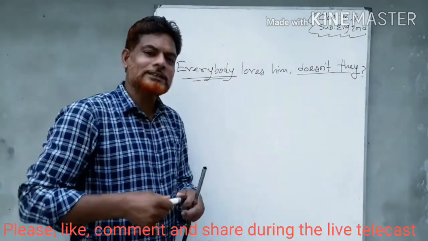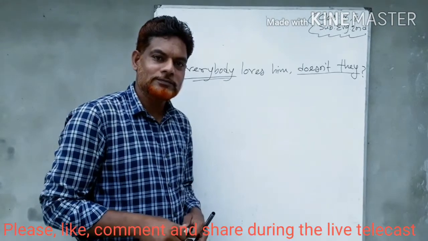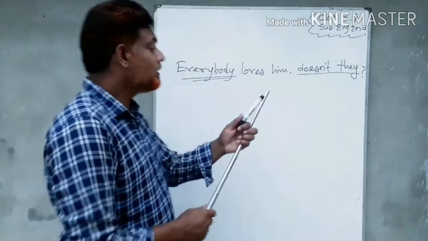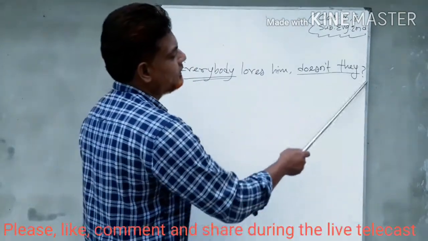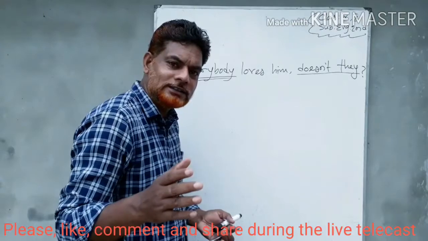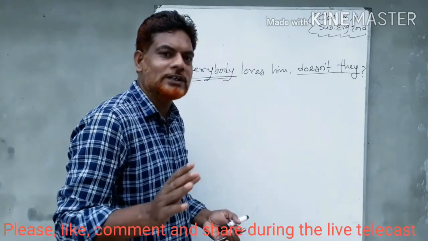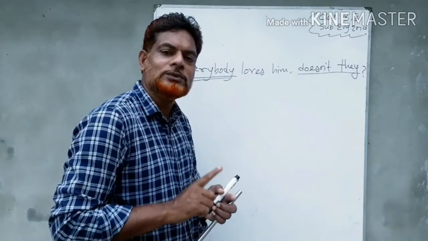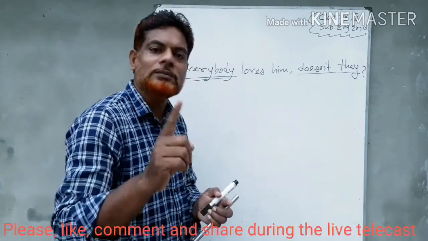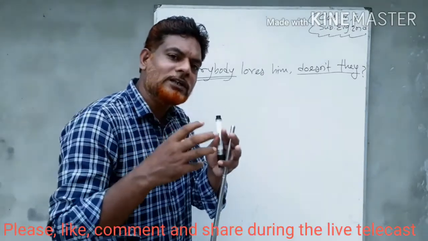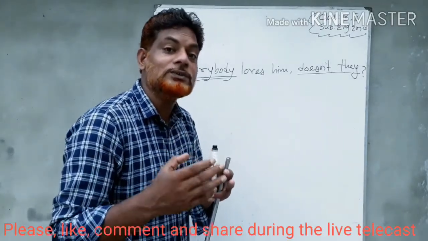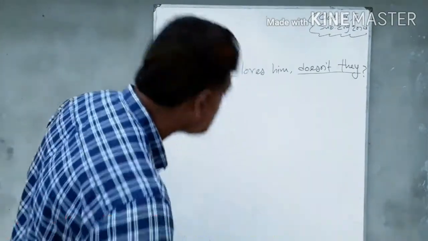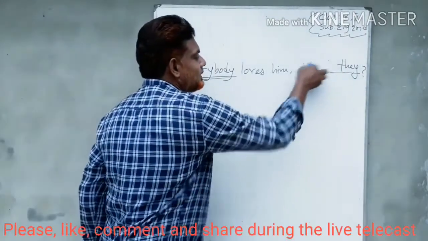Do you think this tag question is correct? No. This tag question is not correct. Why? Because I have already written they here. For they, can we use does? No. For they, we can't use does. Does is not related to they. We have to use do. According to the agreement of subject and verb, we can't use does after they. We have to use do. That's why we can't use doesn't here.